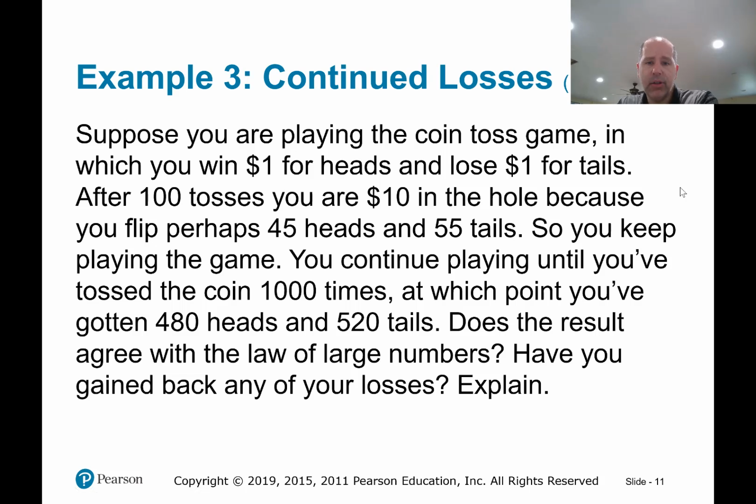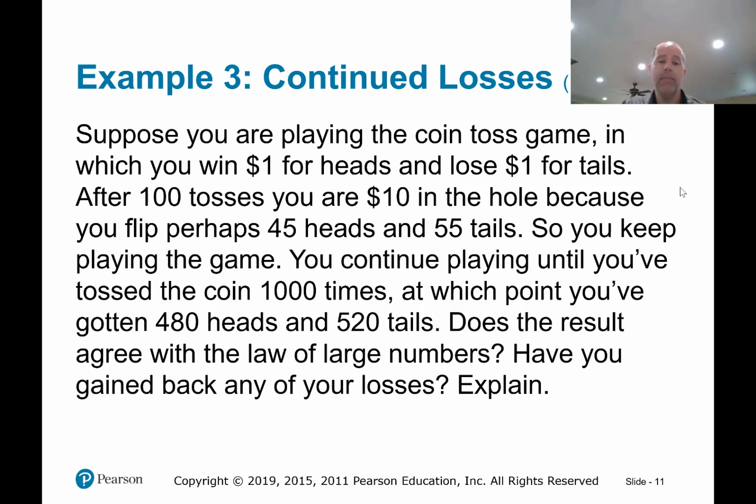So it says, suppose you're playing a coin toss game in which you win $1 for heads and you lose $1 for tails. After 100 tosses, you are $10 in the hole because you flip perhaps 45 heads and 55 tails. So you keep playing the game. You continue playing until you've tossed the coin 1,000 times, at which point you've gotten 480 heads and 520 tails. Does the result agree with the law of large numbers? Have you gained back any of your losses?